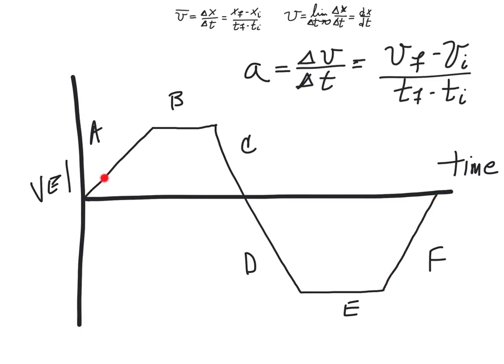So what do we have? Constant positive acceleration, zero acceleration, a constant negative acceleration in both these sections, because the slope doesn't change. It's zero acceleration with a constant negative velocity, and then a constant big negative velocity going back to zero.